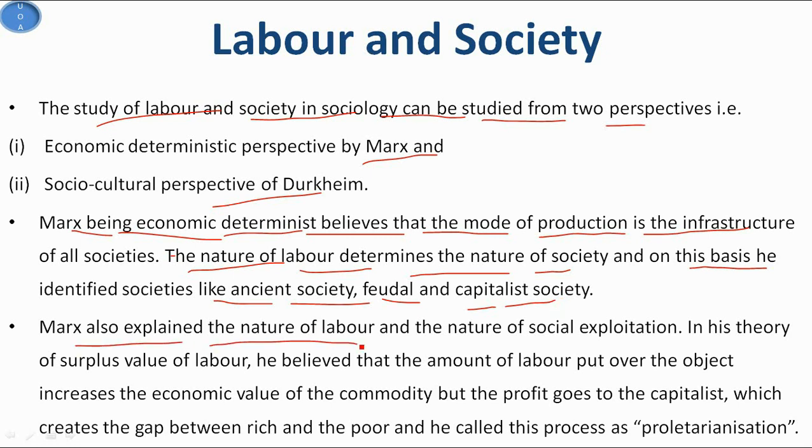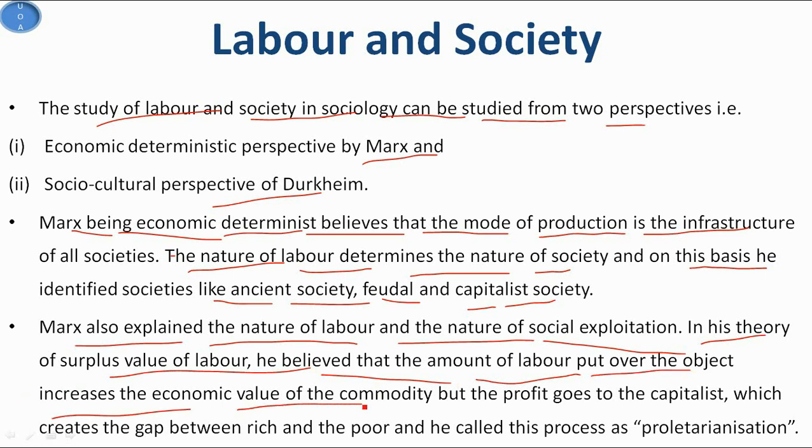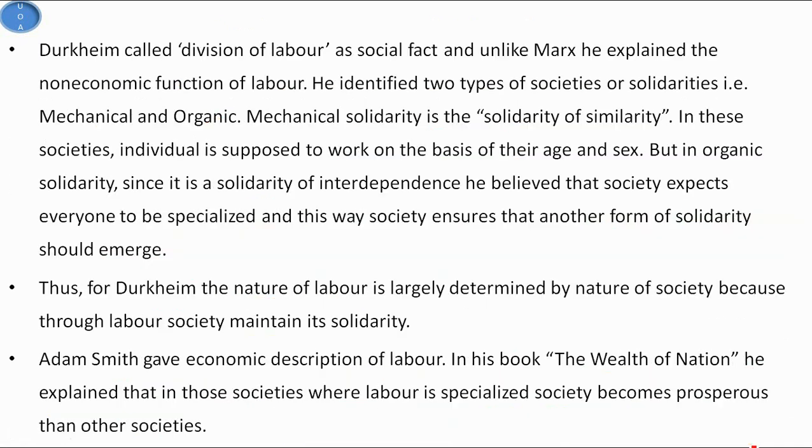Marx also explained the nature of labor and the nature of social exploitation. In his theory of surplus value of labor, he believed that the amount of labor put into the object increases the economic value of the commodity, but the profit goes to the capitalists, and this is the reason the gap between the rich and poor keeps increasing. In the present time we can also say that the number of rich is less and the number of poor is more. He called this process proletarianization.